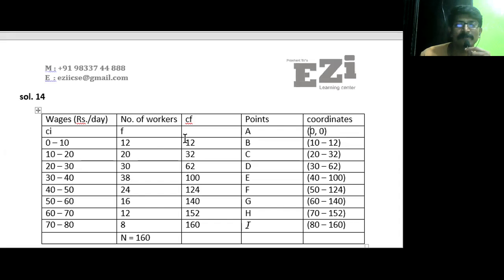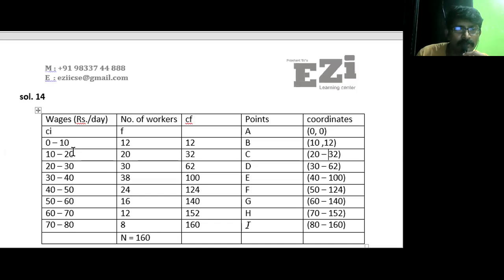Okay, 10, 12 would be our second point. Then 20. Look, this upper class limit is 10, 12 and cumulative frequency. Upper class limit is the x coordinate. There should not be a dash here, by the way. There should be a comma here, because they are coordinates. This is what we call an ordered pair: x coordinate, y coordinate. I hope you understood.